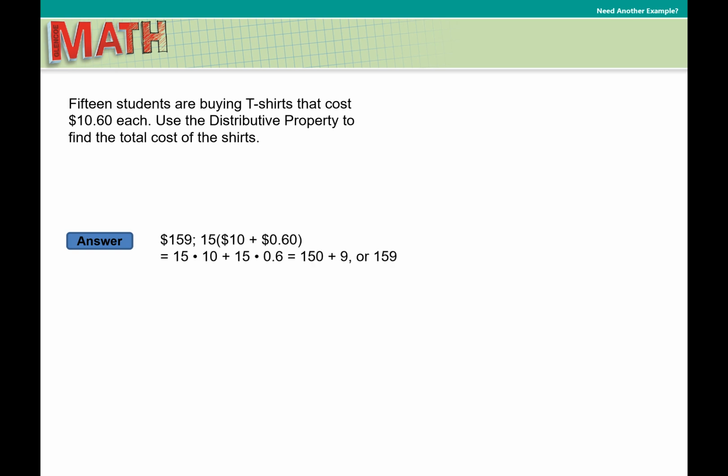Okay, so you should have gotten an answer of $159. Again, this time, maybe it's easier to do $10 plus 60 cents. So the cost of $10.60 is the same thing as $10 plus 60 cents. There's 15 students that are going to be buying. You distribute that out, 15 times 10 plus 15 times 60 cents. You work that through and you get an answer of $159.